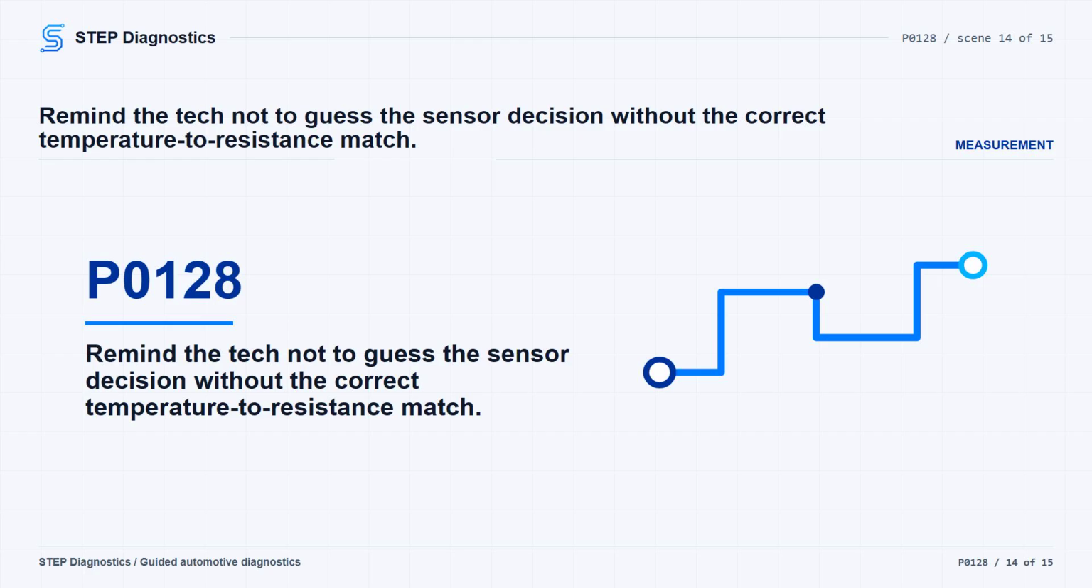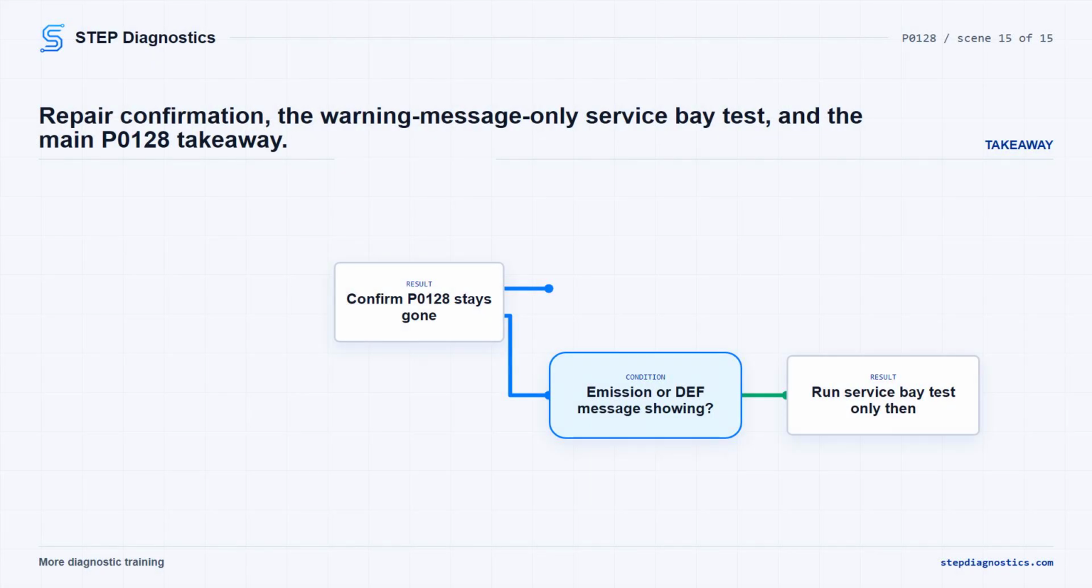If the value is not in the specified range, replace the sensor. If it is in range, test for infinite resistance between each sensor terminal and the sensor housing. Less than infinite resistance means replace the sensor. Infinite resistance means all okay. If you do not have the exact temperature versus resistance values at that branch, pause and do not guess the sensor call. After the repair is complete, verify the repair and confirm P0128 stays gone.